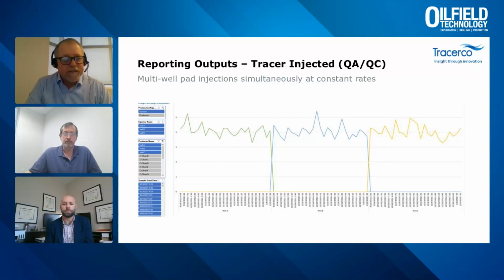This graph represents actually the injection concentration of tracer per volume in 3 different wells. The green, the blue, and the yellow are different wells injecting simultaneously into a particular formation.